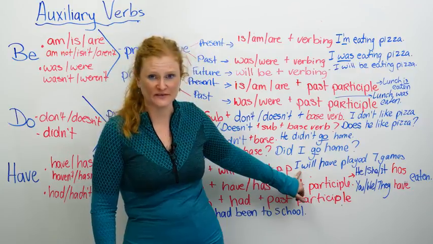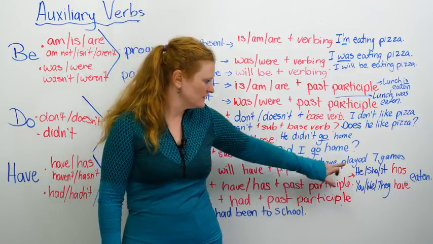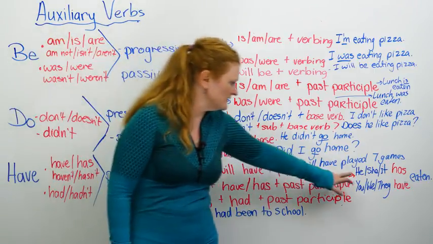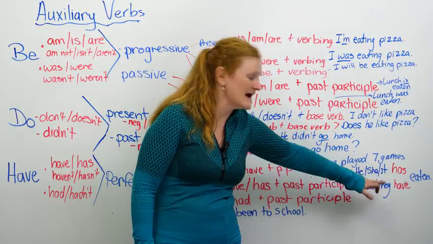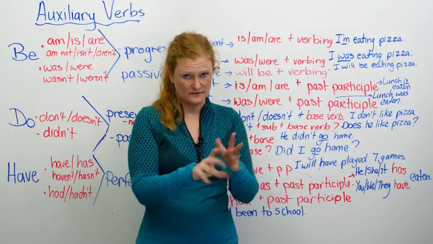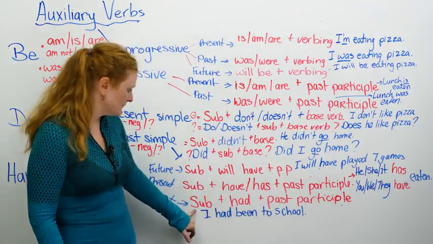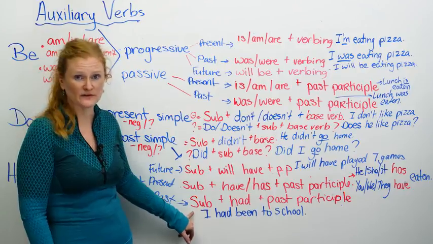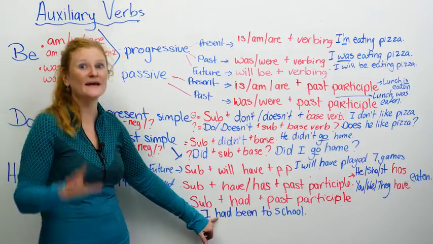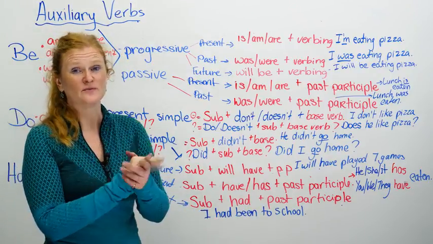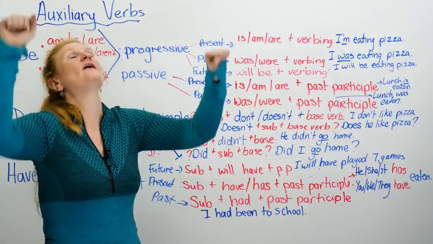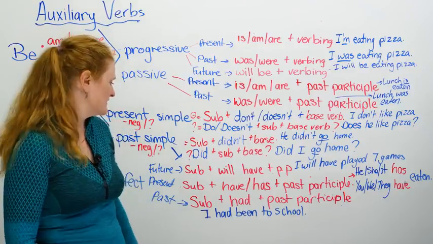Future, I will have played 7 games. So we're using will, have, plus the past participle. If we use present perfect, we use he, she, it has eaten. You, we, have eaten. You have to be careful again on your subject and your verb agreement. There's so many things to remember. And then the past perfect, all we're doing is changing has or have to had. And this one's cool because we don't have to worry about he, she, and it. They all use had. Thank you for being easy, past perfect.